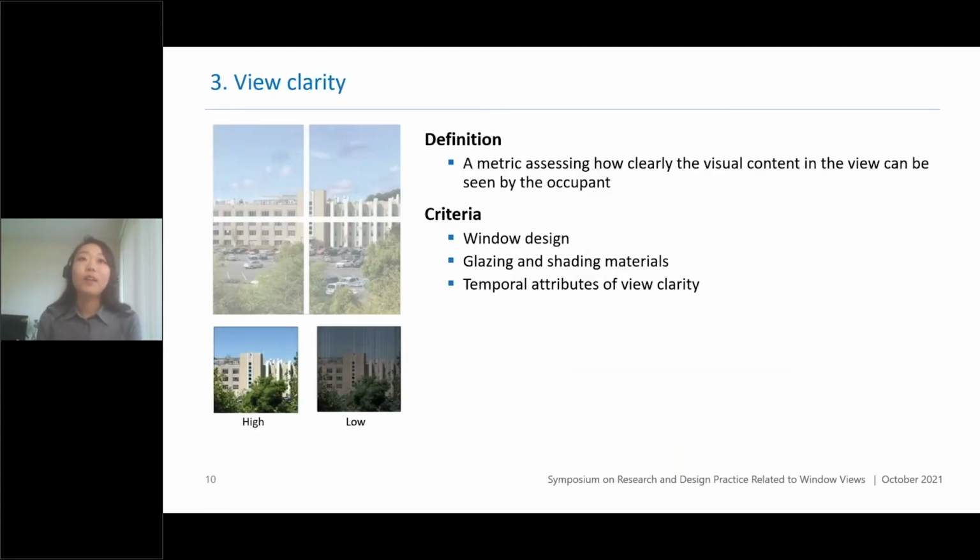The third variable is view clarity. It's about the metrics assessing how clearly the visual content in a view can be seen by the occupants. So it accounts for the visual obstruction present at the window, before, after, even inside of the glazing layer. And we found that it is the most understudied area among the view variables.